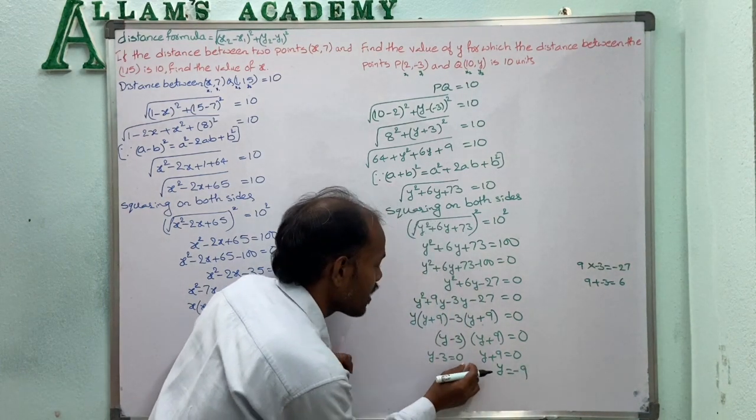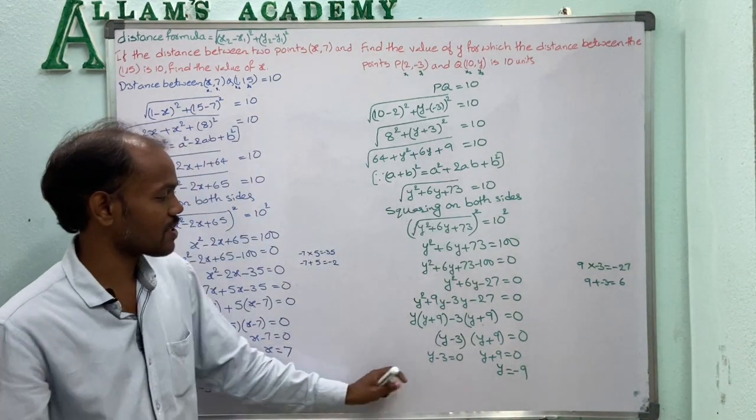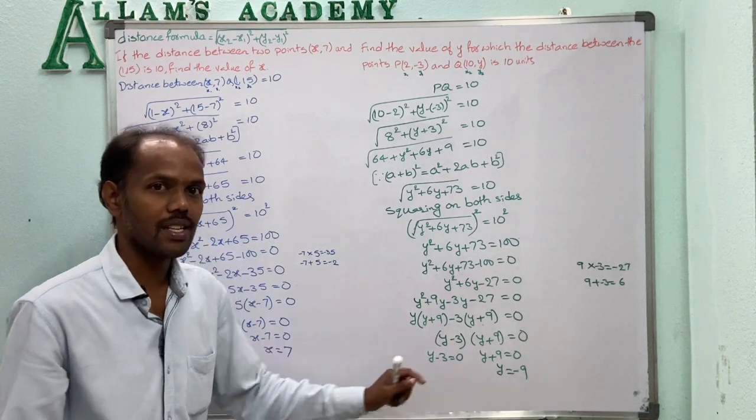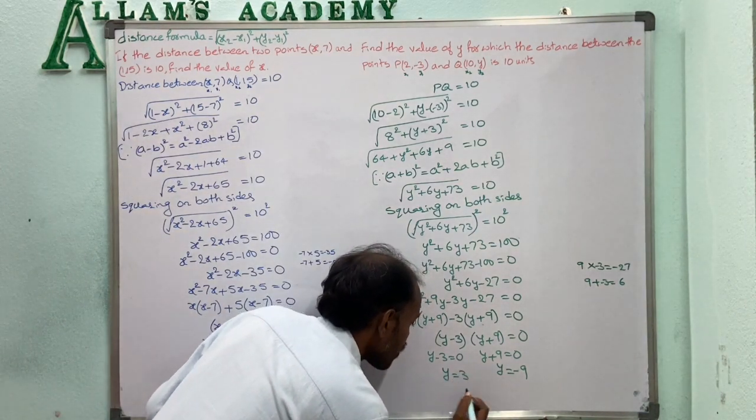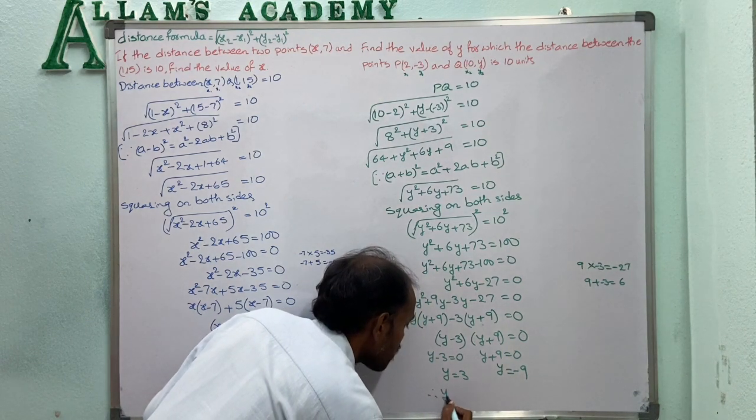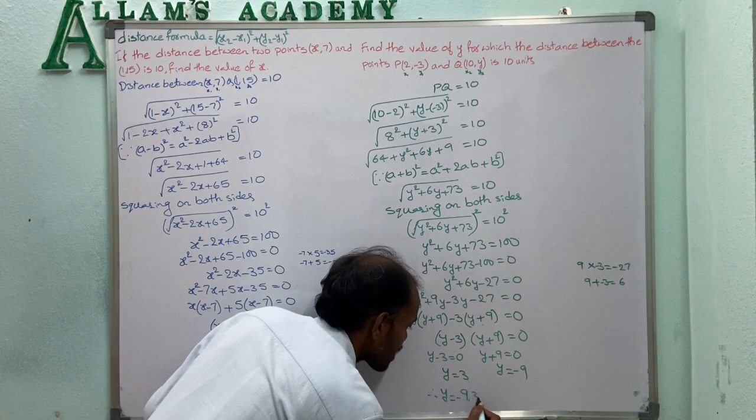And if this minus 3 transfers to the RHS, that is plus 3. 0 plus 3 is equal to plus 3. So y equal to plus 3. So we get the y values as minus 9 and plus 3.